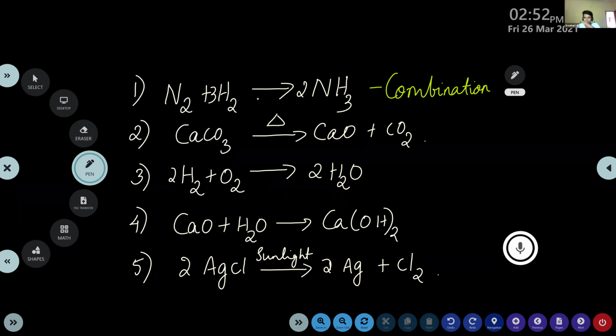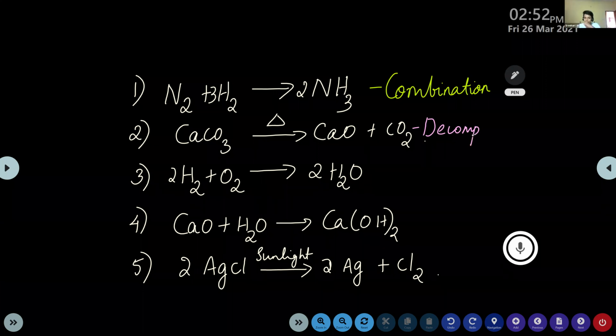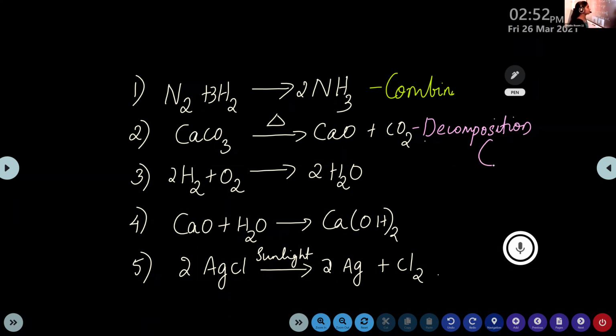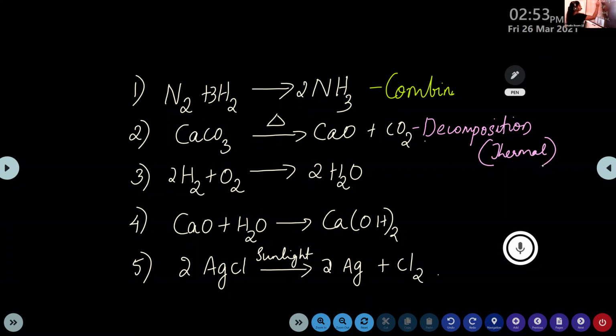Decomposition. CaCO3 gives CaO plus CO2. That is decomposition reaction. Very good. You write all the subdivisions. Yeah, just wait. Decomposition reaction. Yeah, tell me what's the type? Thermal decomposition. Because if there is any symbol like this, you have to identify it as thermal decomposition. Heat is supplied there.